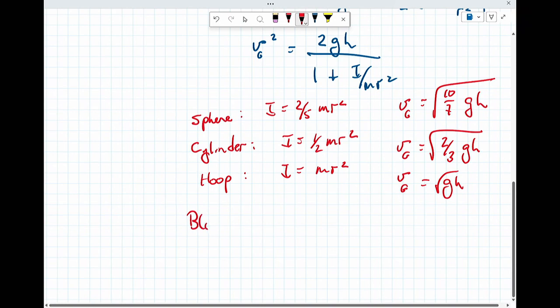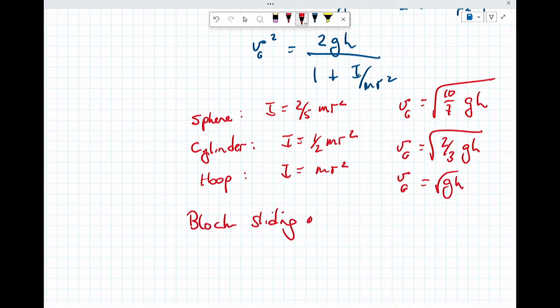If I had a block sliding on a ramp that's frictionless, omega is equal to 0, and V equals square root of 2GH. This is a good problem to test yourself on, to understand why we're doing moments of inertia and why things change. There are 3 different cases here, and you're just looking to see what's happening and why it's changing in all 3 cases.